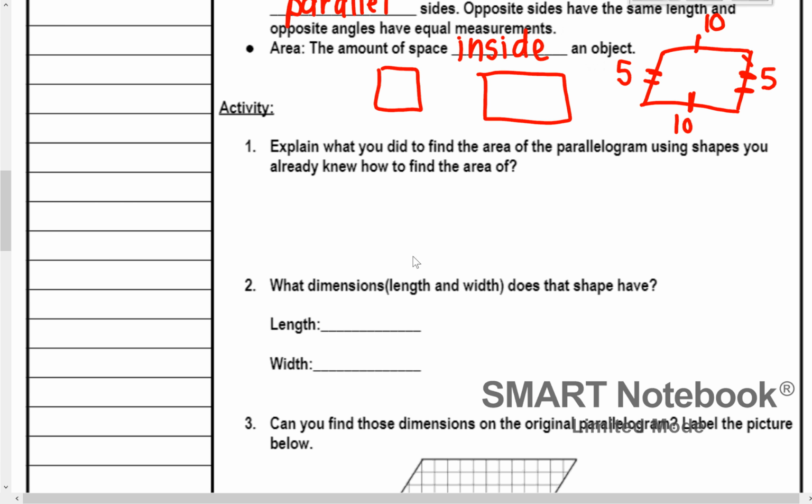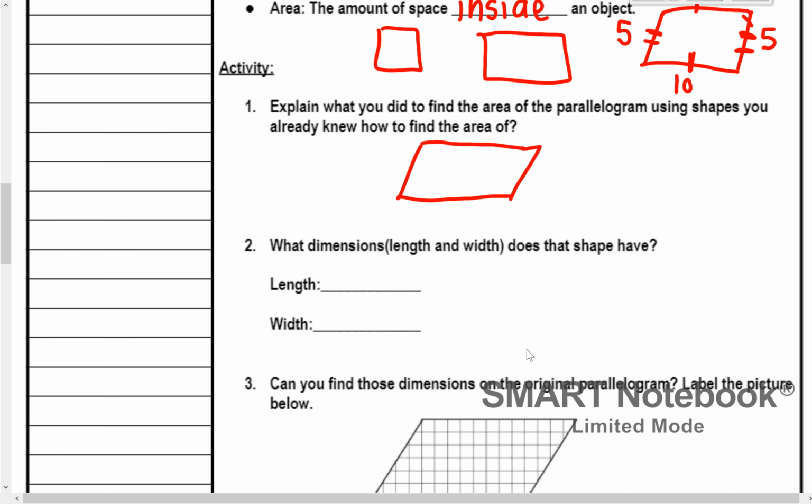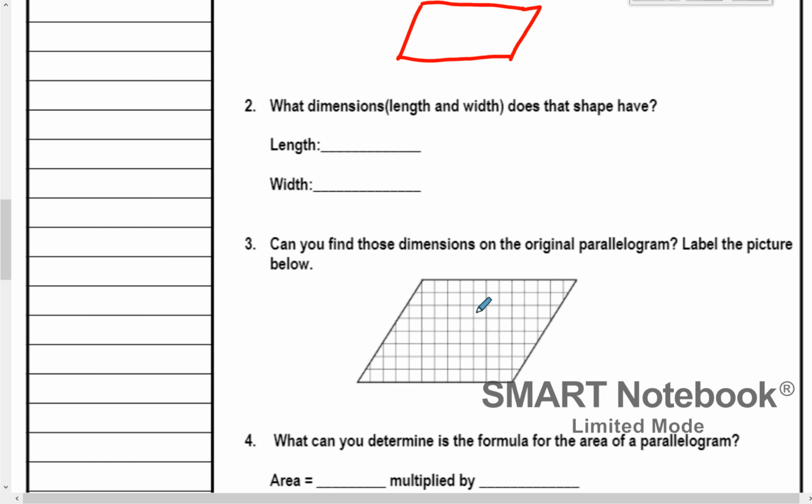So in class today we did an activity. If you were absent, you kind of missed out on the activity, but basically what we did is we were given a parallelogram and we were cutting it up, drawing on it, manipulating it somehow in order to make it into a shape that we already knew how to find the area of. Now my drawing is not perfect, but we were given a parallelogram. We were actually given this exact parallelogram right here.